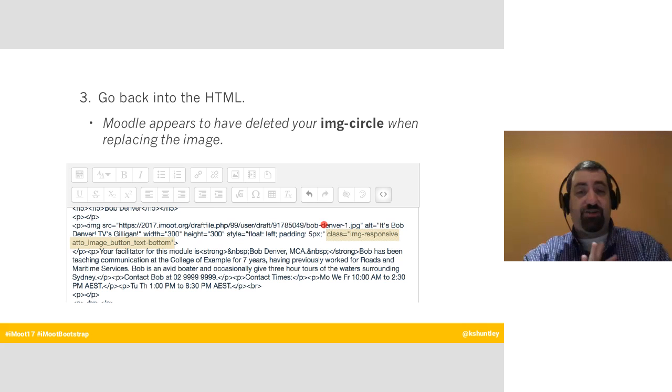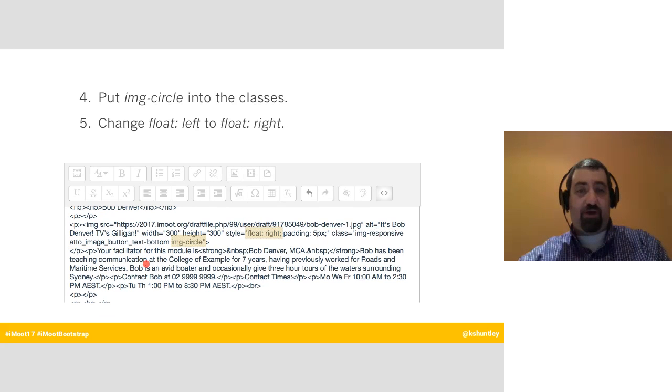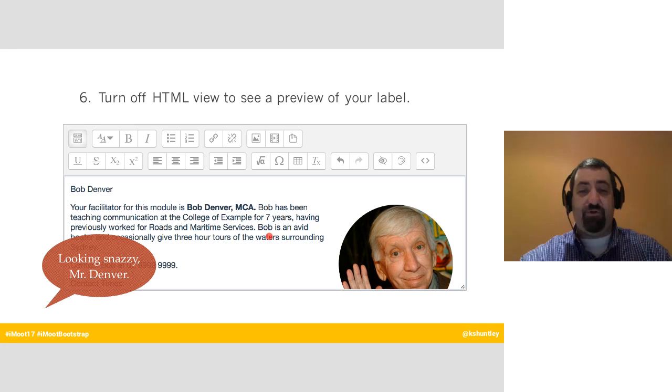And I go back into the HTML. Now, it turns out when you change that picture, Moodle is going to rip out that image-circle class. So I'm going to go back into my classes, and in there, I'm going to put that image-circle class back inside those classes. And I'm going to change that float left to a float right. So it's going to look a really neat sort of effect. We're going to have one on the left, one on the right. And I've got this slide duplicated for no reason at all. And we turn off the HTML, and there we go, looking very nice.